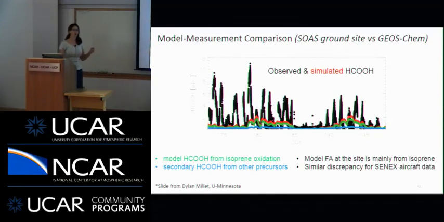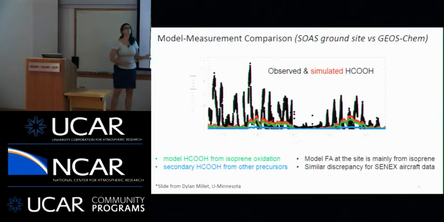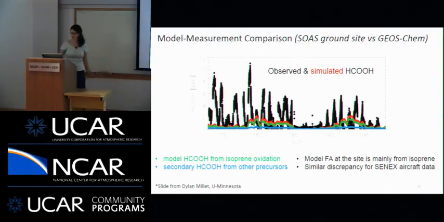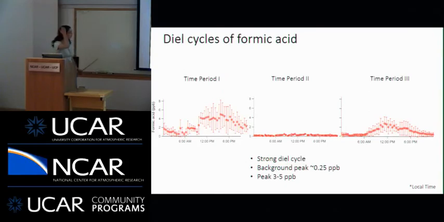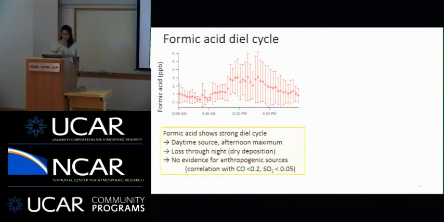There's a similar discrepancy for the aircraft data, and you can see in green, it's mostly isoprene oxidation as the source for the formic acid. Okay, so let's go back to the data. We have diel cycles, so you can see these time cycles. Starting around 8 or 9 in the morning, we see this rise in formic acid, and then it tails off. So this tells us that we have a daytime source, an afternoon maximum, and then some loss through the night from dry deposition.